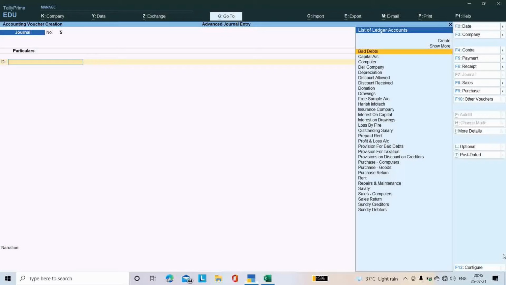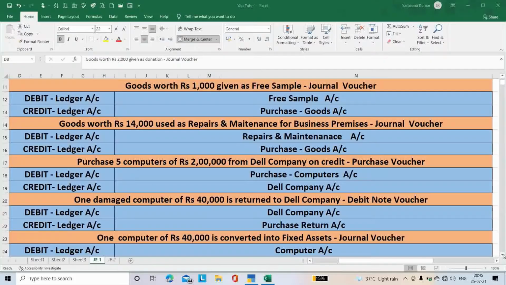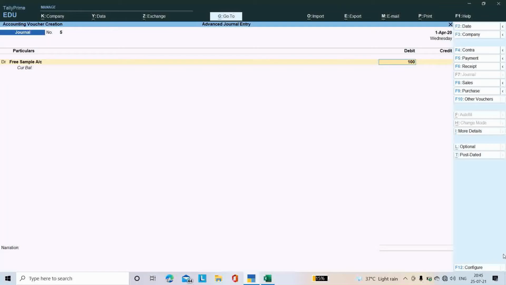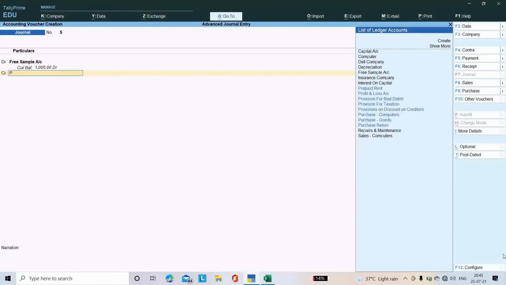This also you have to enter in journal voucher. So debit free sample account, how much? 1,000. So credit is purchase goods account.